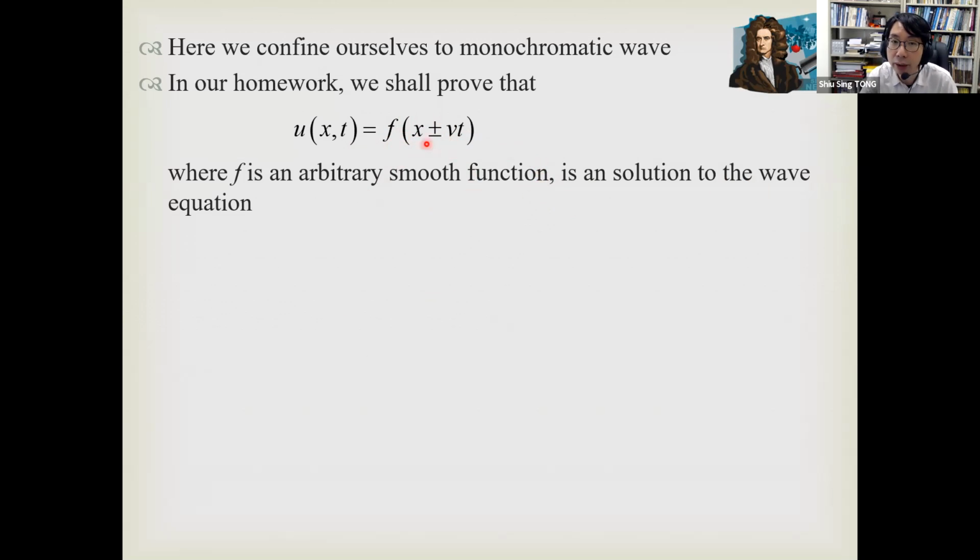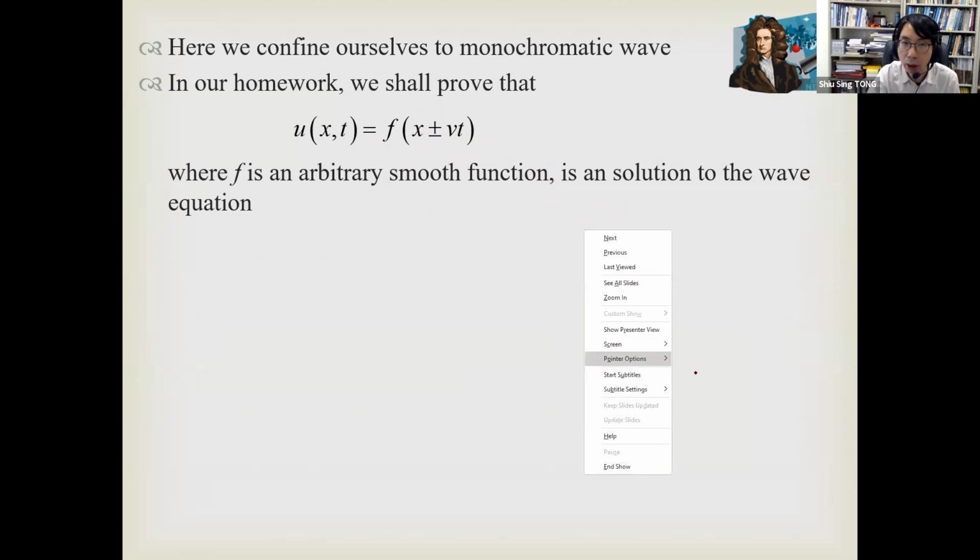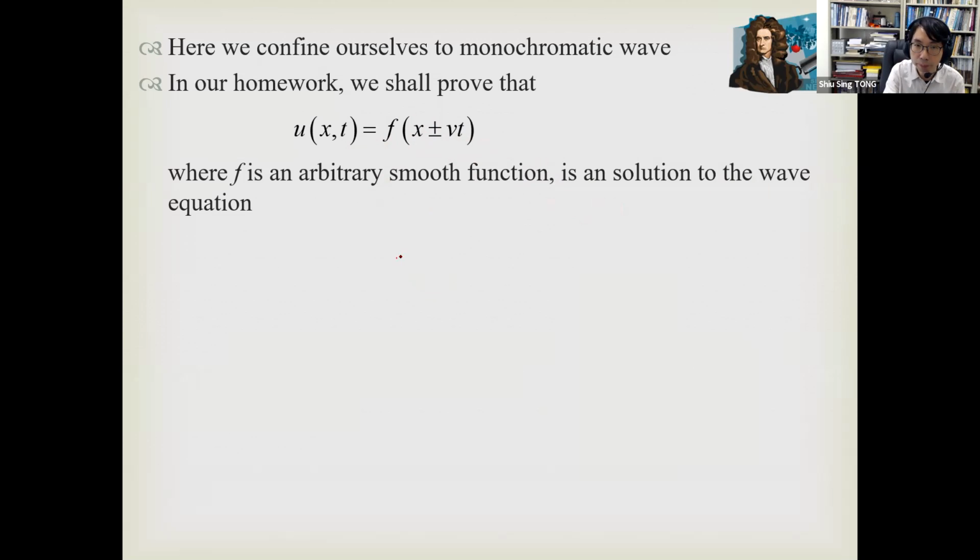Now, how can I find the derivative of this? How can I find, for example, ∂u/∂x, say for example? How can I find this? Well, I just apply the chain rule.